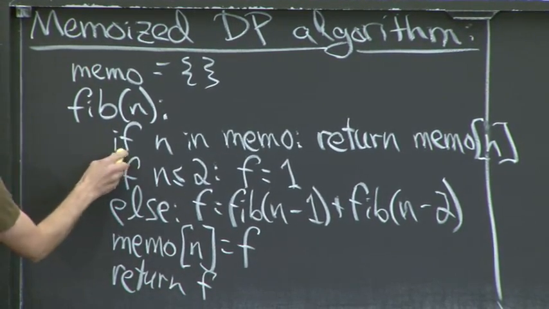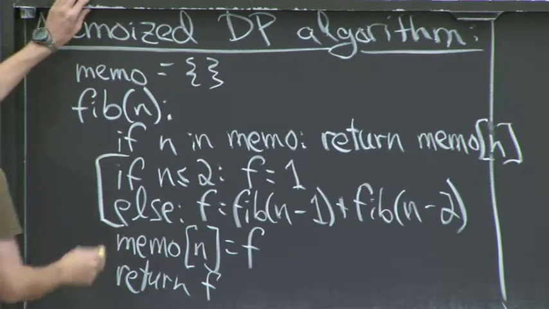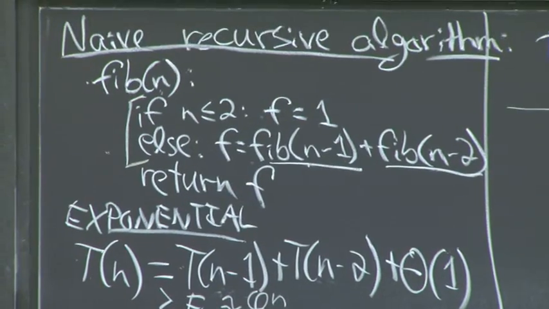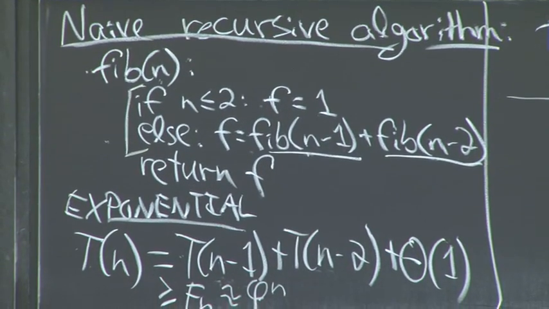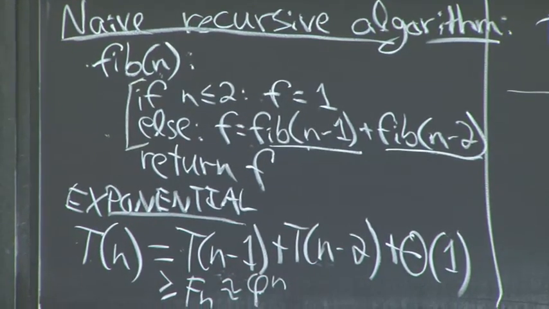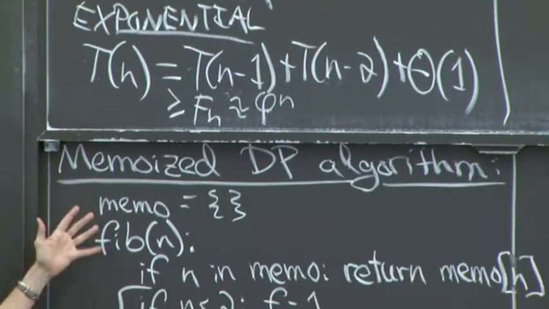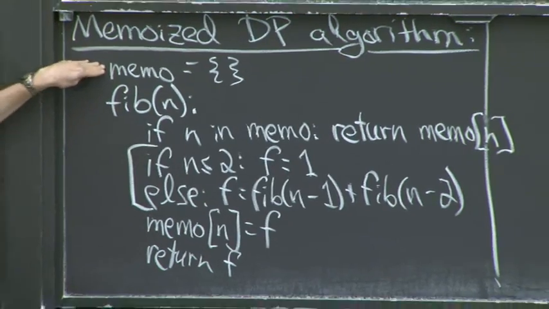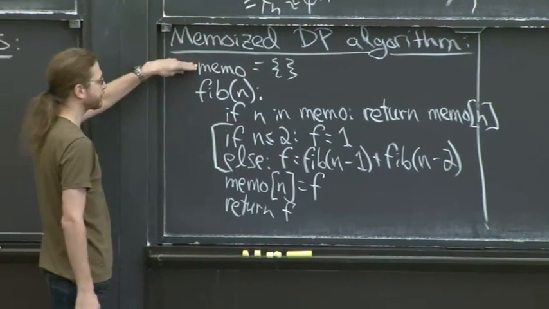Okay, these two lines are identical to these two lines. So you can see how the transformation works in general. You can do this with any recursive algorithm. The memoization transformation on that algorithm is: we initially make an empty dictionary called memo.